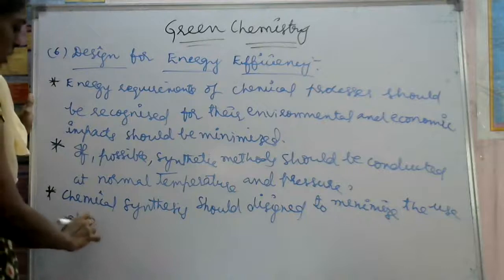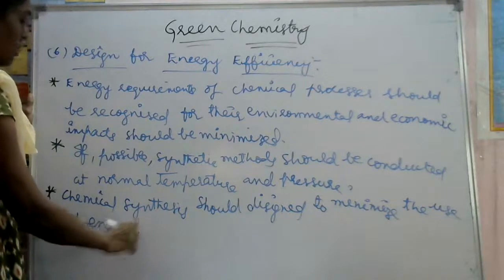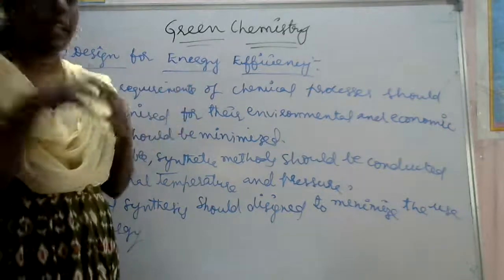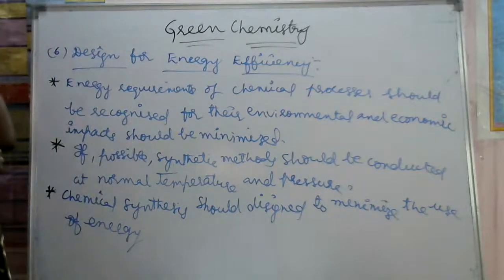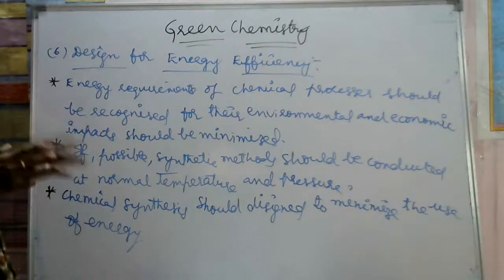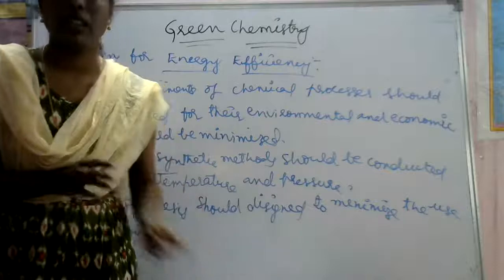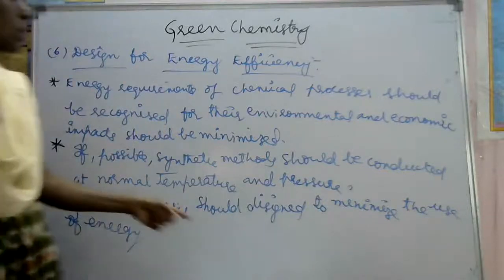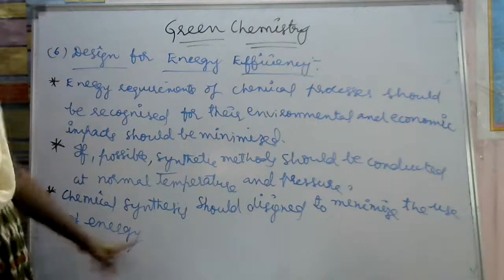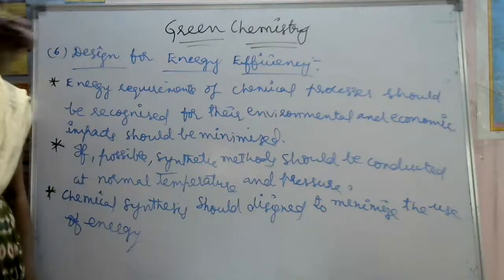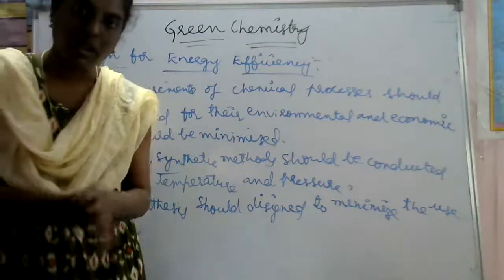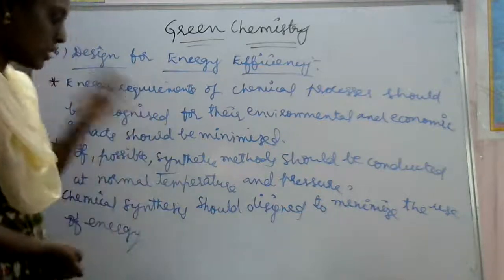So these are three important points. Here, the environmental and economic impact should be minimized. If possible, we have to use the synthetic methods at normal temperature and pressure. And what is the third one? Chemical synthesis should be designed to minimize the use of energy. We have to use very small energies for the synthesis of products.